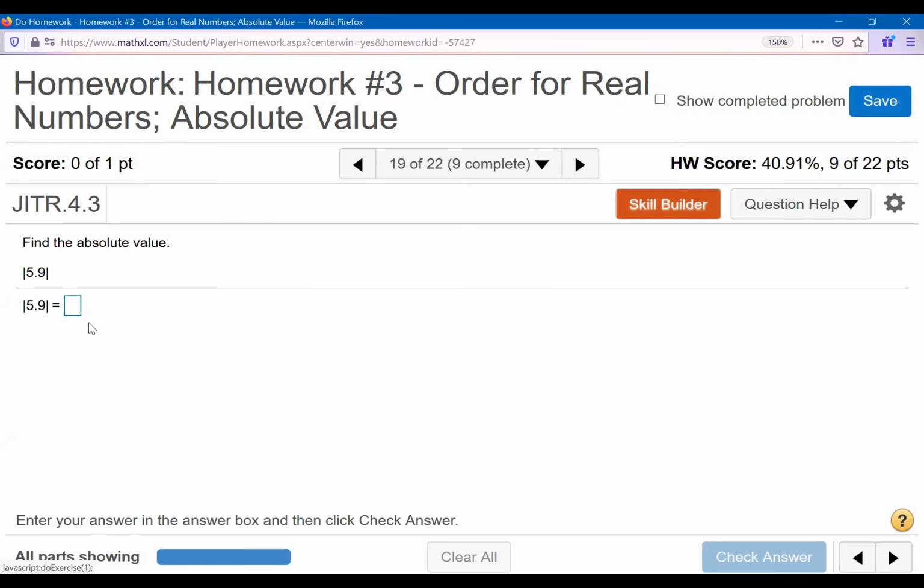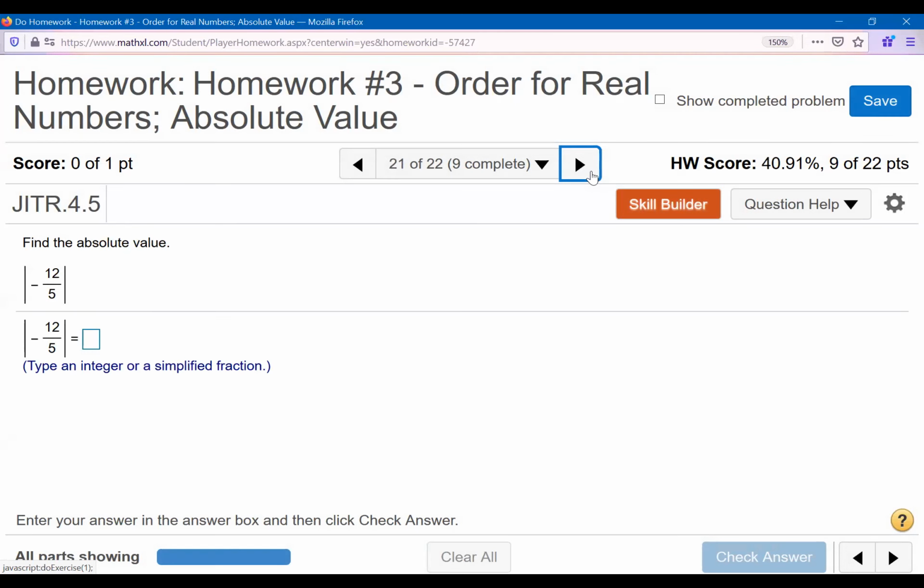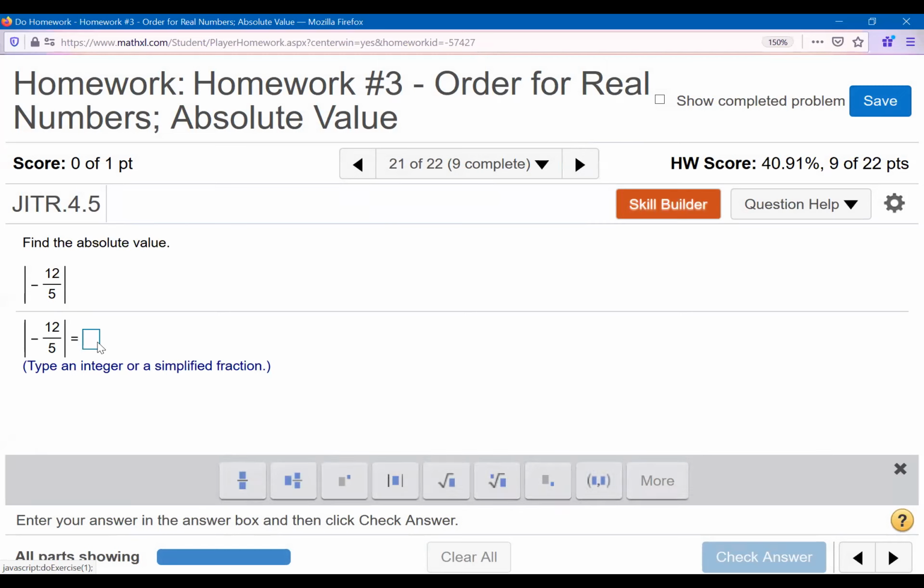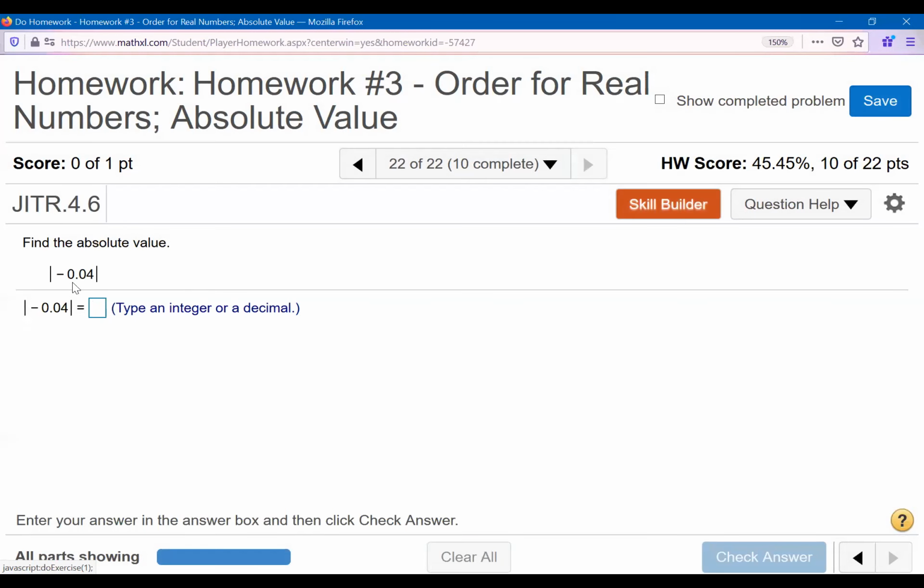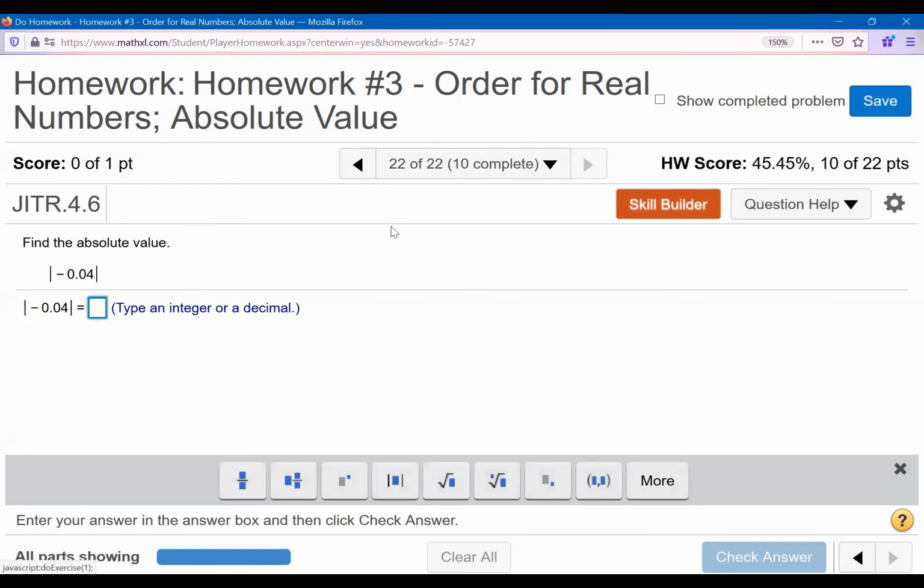All right. Absolute value of 5.9, that would be just 5.9. Absolute value of 19 would be 19. Okay, so remember with positives, just keep them positive. Absolute value of negative 12/5 is just 12/5. And then last question, number 22, absolute value of this negative decimal is going to become positive. All right, there you go.